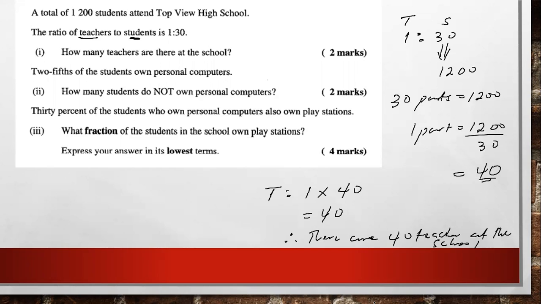Any confusion? Okay, let's look at the next part of the question. Two-fifths of the students own personal computers. How many students do not own personal computers? How many students are in the school? 1,200. Now, they say two-fifths of the students own personal computers. The next question is, how many students do not own personal computers? So how will I approach this question?